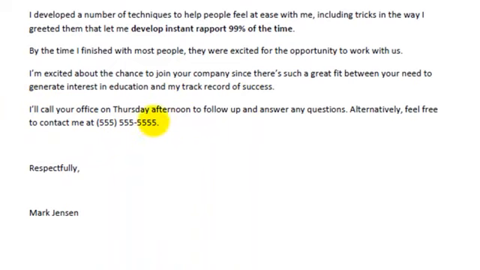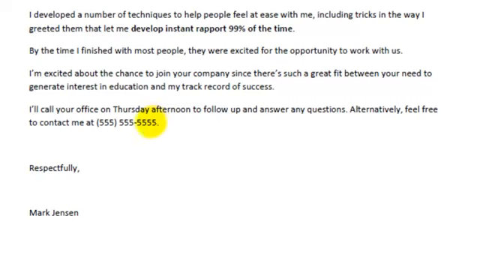Again, it doesn't have to be Thursday afternoon. Put whenever it is you're going to follow up with them, and you should follow up with them. Hopefully they'll reach out to you and contact you beforehand. But if not, you're going to follow up with them on Thursday afternoon or Friday morning or whenever it is. Tell them what you're going to do and then do it so they can expect it. And then close it. I like to close with respectfully. Some people say regards. Some people say sincerely. I usually use respectfully because I try and be a respectful kind of guy. And then the name of the person.